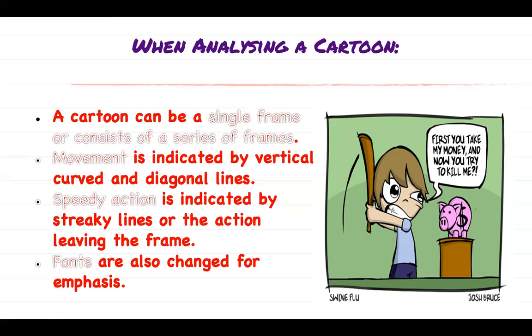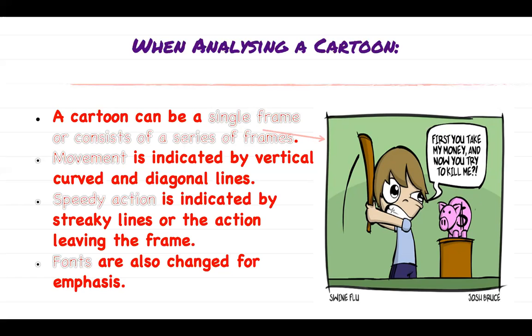And look at his surroundings. There's nothing in the background because the focus is mainly on him, as well as his piggy bank. First you take my money and now you try to kill me. What could be meant by this? It could mean that he's just found out that he's now allergic to eating pork. So it could be very different things. Widen your scope of thought. This frame on its own says a lot.